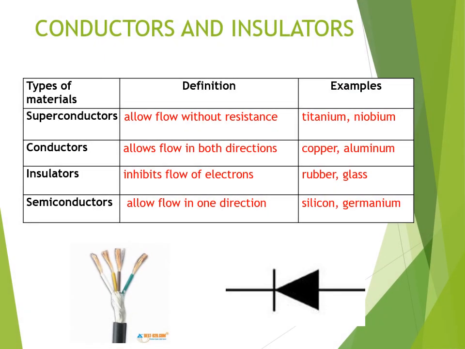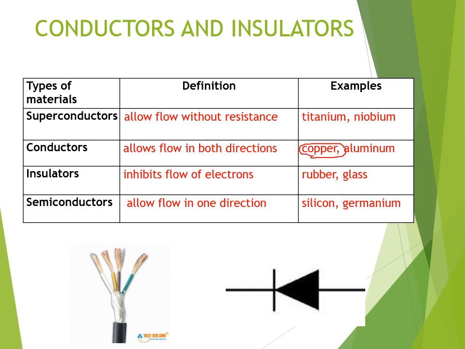Then we have types of materials. Superconductors allow flow without resistance, like titanium and niobium. It has to be very, very cold to do so, though. Conductors allow flow of electrons in both directions, and that's like copper and aluminum. We use copper for wiring in homes very commonly.